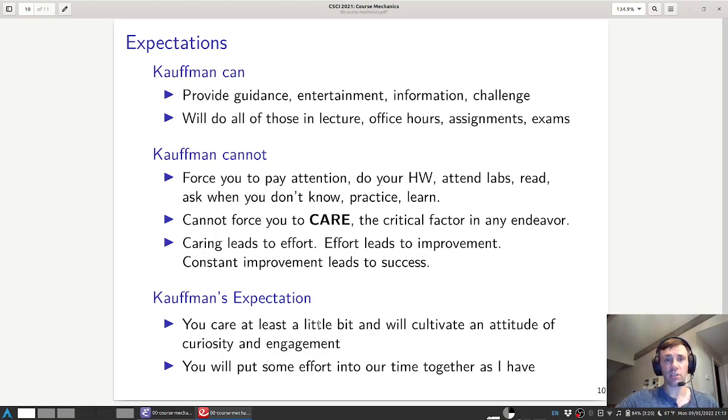As for expectations for the course, there are a number of things that I can do. I can be entertaining. I can try to be a wise guru and offer guidance. I can pepper you with information, and I'll try to challenge you at times with interesting programming problems. All of that's going to happen during lecture and office hours, through assignments and through exams. However, there is something that I cannot get you to do. I can't force you to pay attention. I can't actually force you to do your homework. I can punish you if you don't, but maybe you don't care too much.